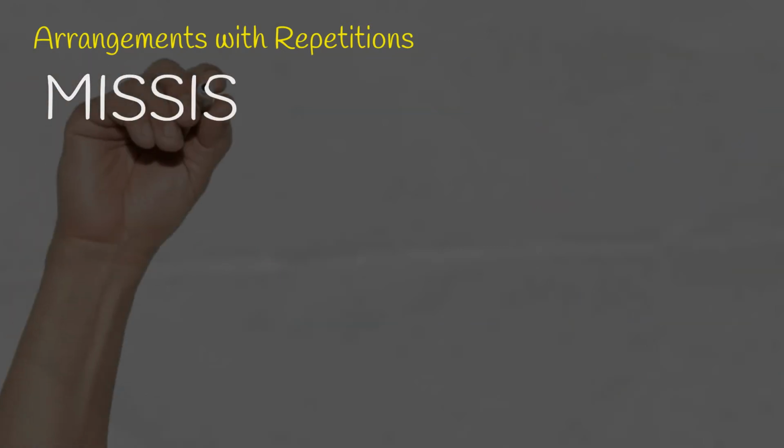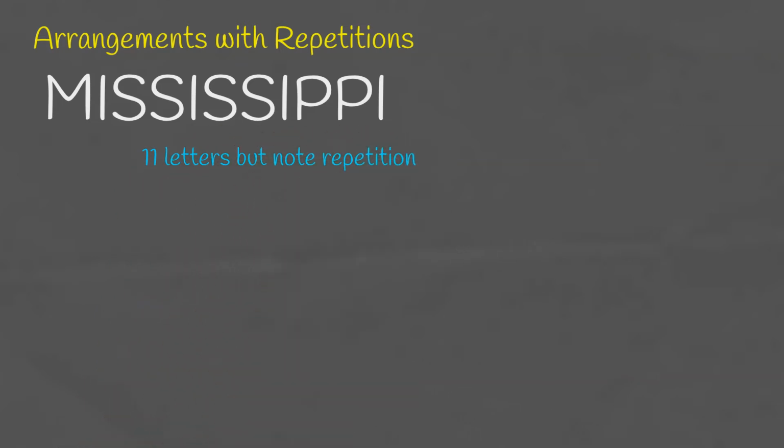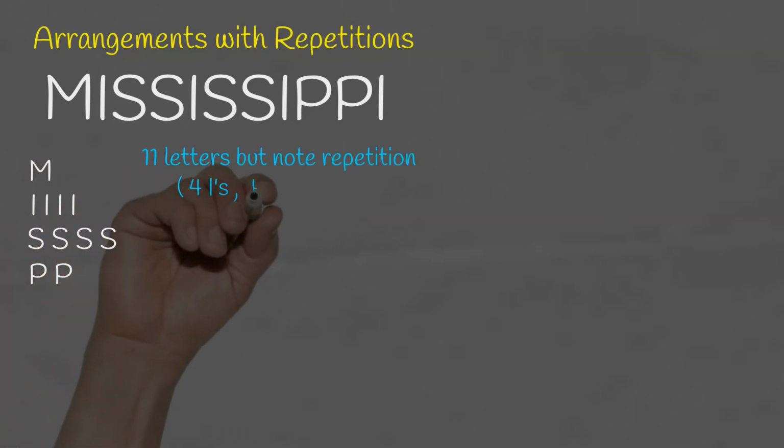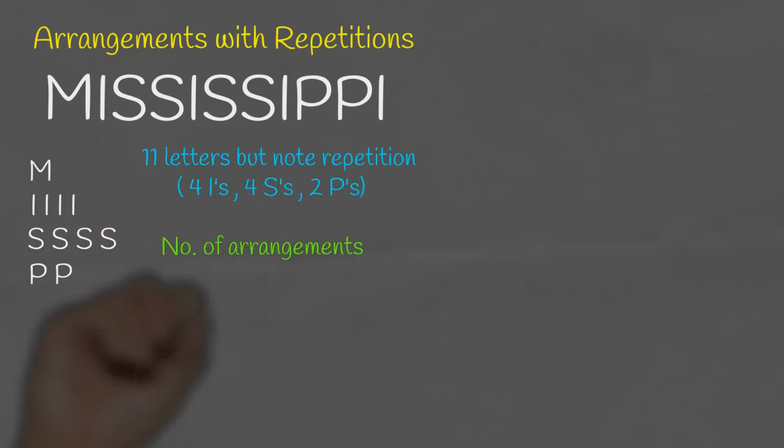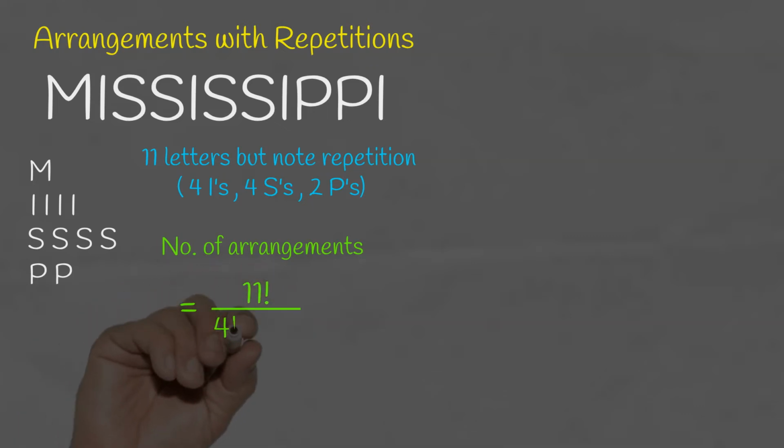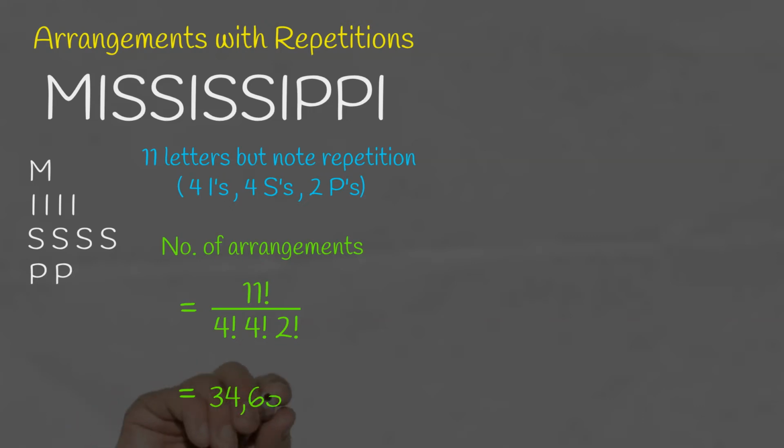So if we want to rearrange the word Mississippi, there are 11 letters. So if they were all different, the answer would be 11 factorial, like before. However, there are lots of repeated letters here. There are 4 I's, 4 S's and 2 P's. So we have to divide the answer by 4 factorial, 4 factorial, 2 factorial. The final answer is 34,650.